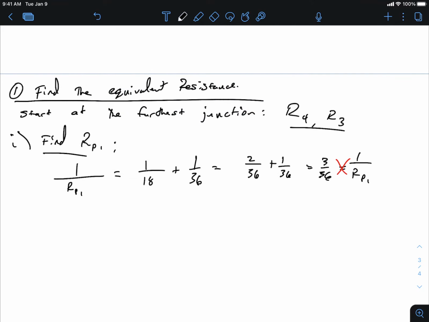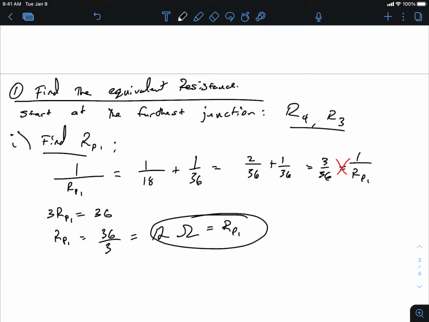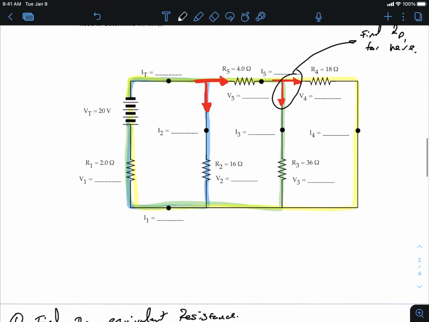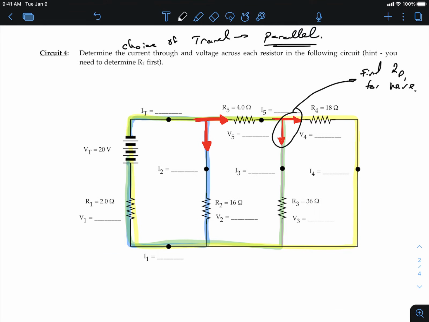And we're going to see 3 RP1 has to equal 36. So RP1 is equal to 36 divided by 3, which is equal to 12 ohms of resistance. Okay, so that's what the electrons are going to experience on this portion of the circuit. Does anybody have any questions?